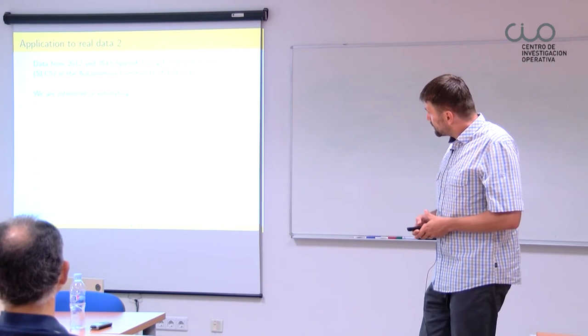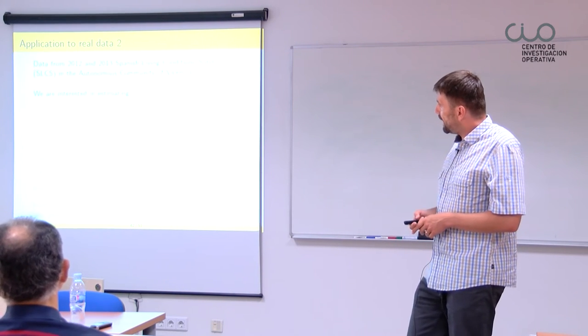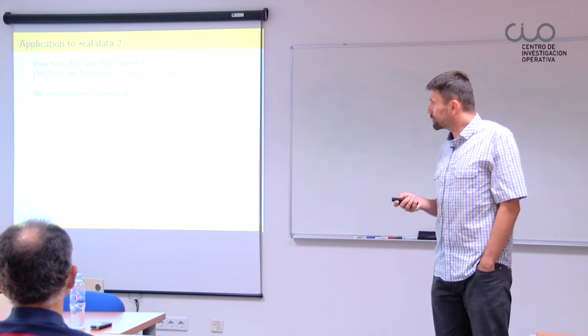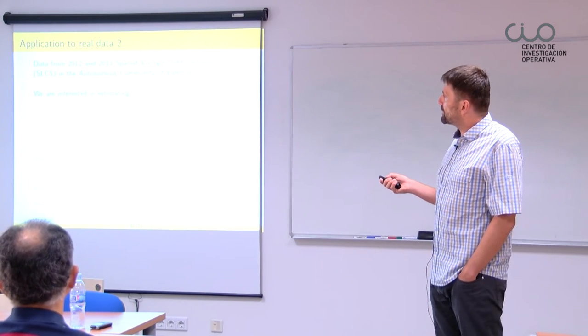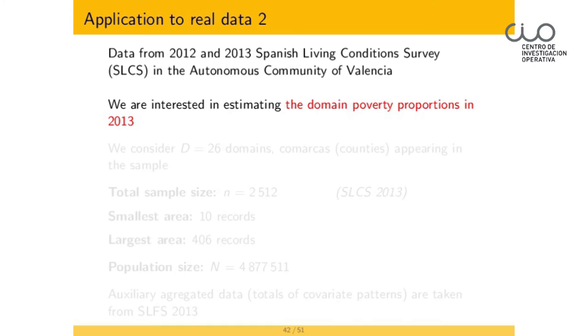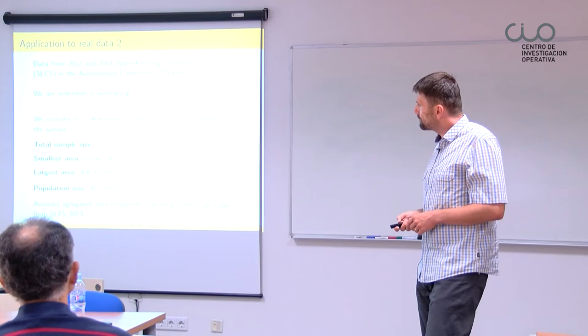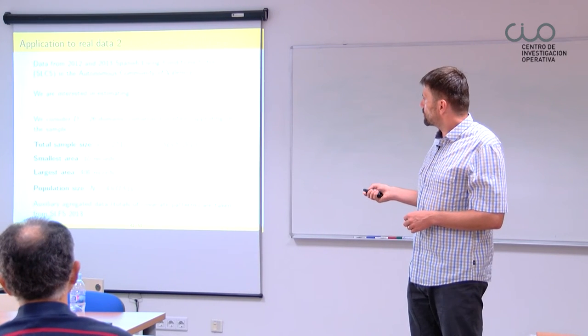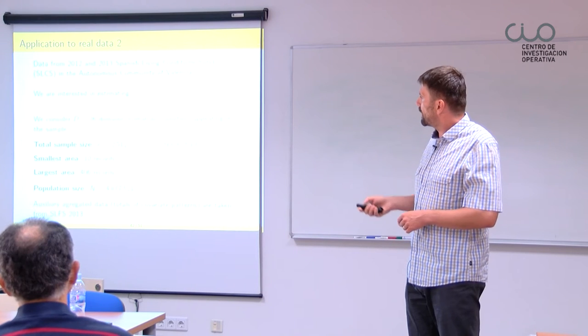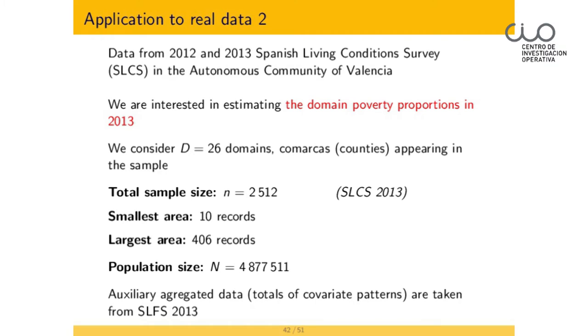Now the methodology on real data. I will again revisit the application to real data. Now we will include another set, so we'll include also the 2017 survey data, and we will be estimating the domain poverty proportions in year 2017. Again, we have 26 domains, which are the comarcas. The sample size of the 2013 data is 2512, the smallest area has a few records, the largest 400, and the population size is again around 5 million.